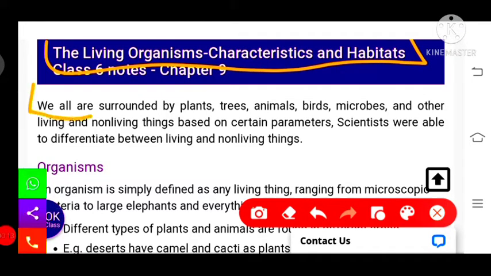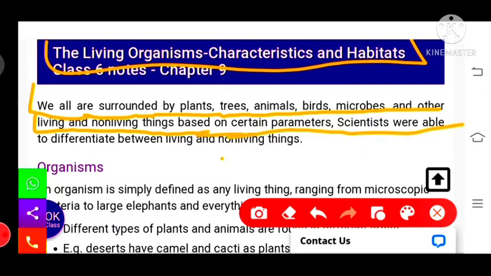So we all are surrounded by plants, trees, animals, birds, microbes and other living and non-living things. Non-living things like bed, chairs, motorbike, bicycle, etc. On certain parameters, scientists were able to differentiate between living and non-living things.